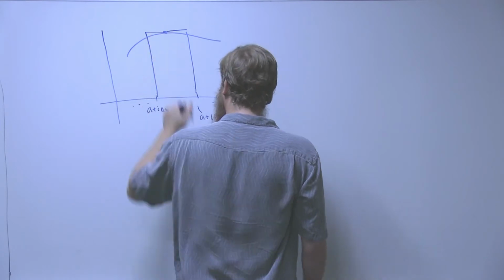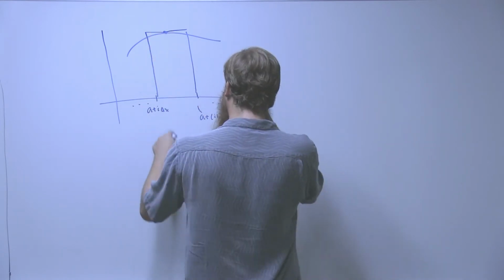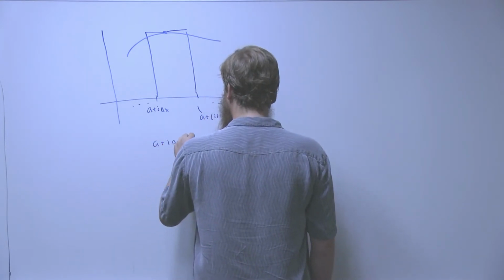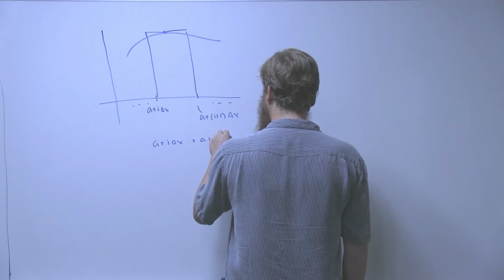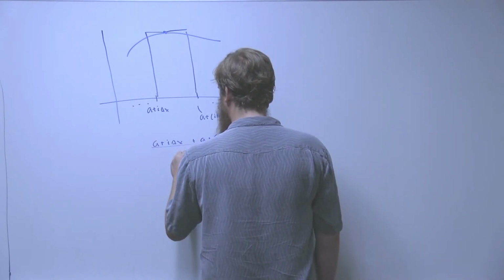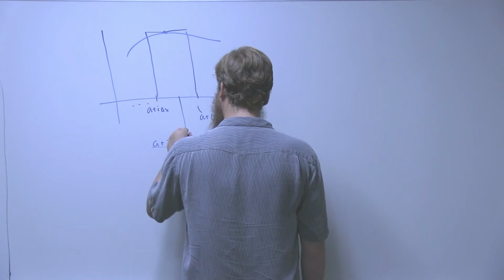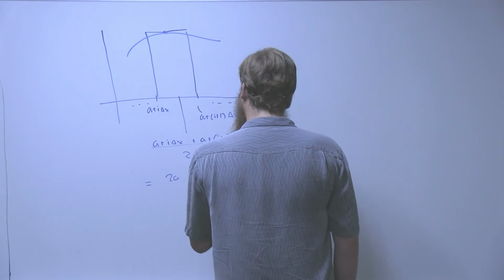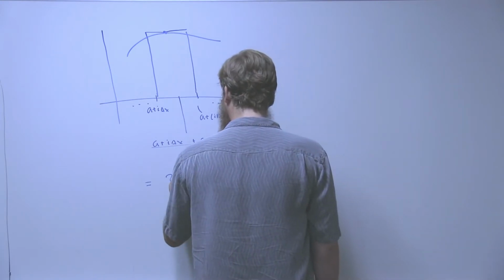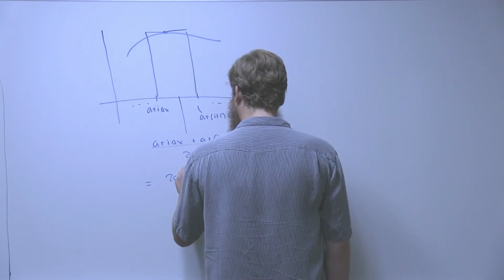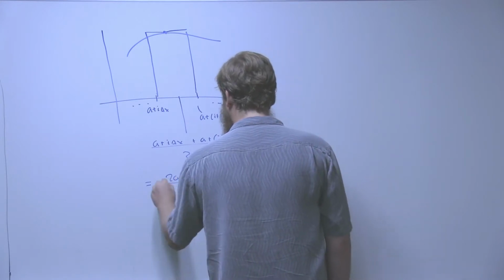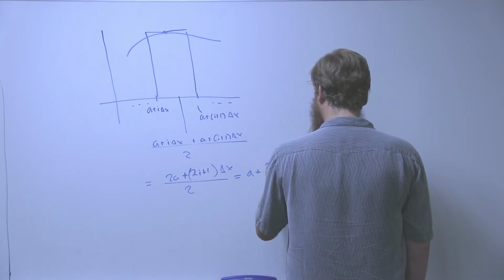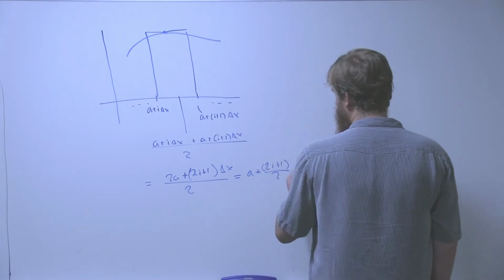Okay? So the midpoint between these two guys is exactly the sum of them divided by 2. So this would be a plus i delta x plus a plus i plus 1 delta x over 2. Right, that's this guy. That's 2a, and then 2i plus 1 delta x over 2. So that's a plus (2i plus 1)/2 delta x.